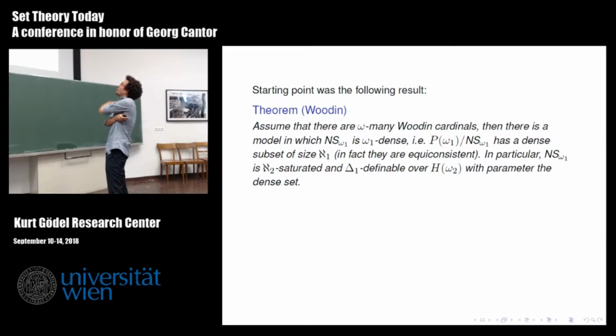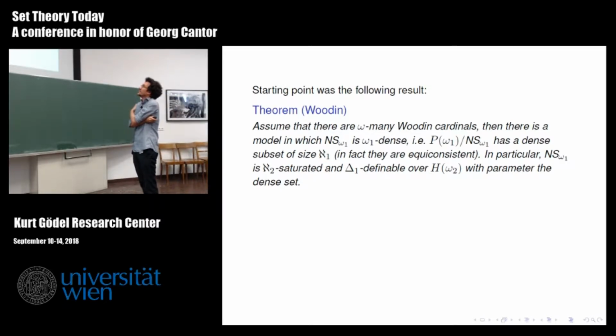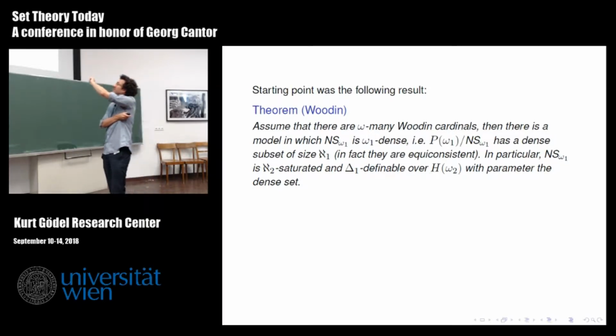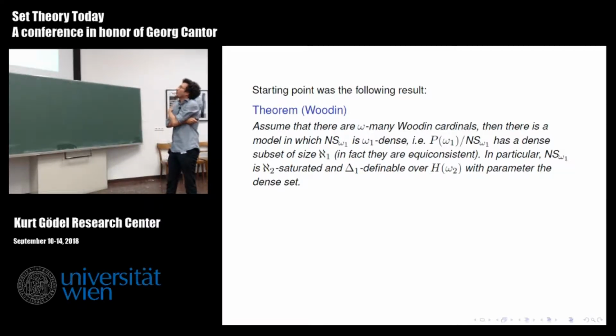So the starting point is the following theorem of Woodin: assuming that there are omega many Woodin cardinals, then there is a model in which the non-stationary ideal is omega 1 dense, which means that the power set of omega 1 modulo the non-stationary ideal, seen as a Boolean algebra, has a dense subset of size aleph 1. And this means, of course, that it's aleph 2 saturated, because we got this dense aleph 1 size subset in there. And on the side note, it means that it's Delta 1 definable over H(omega 2) with this dense subset as parameter.